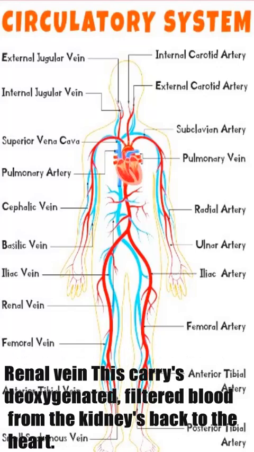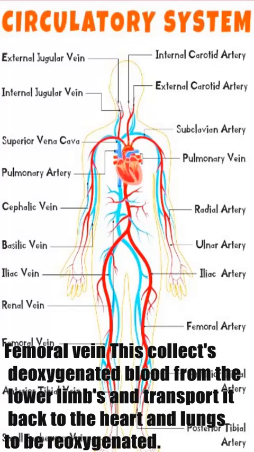And the next one, femoral vein. This collects the blood from the lower limbs and transports it back to the heart and lungs to be reoxygenated, so your body can have oxygen as always.